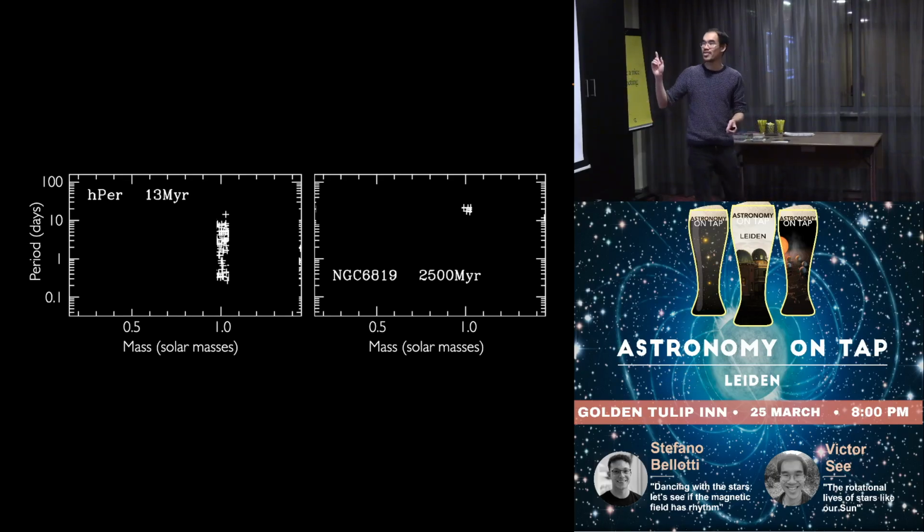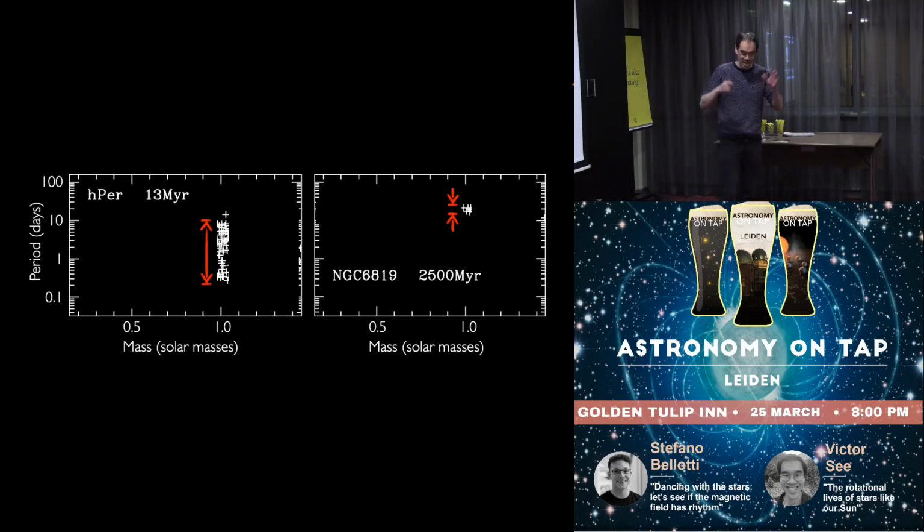Okay, so if we look at the left, this h Persei cluster, we see that it has a spread. The solar mass stars in this cluster have a spread of rotation periods ranging from fractions of a day up to about 10 days, whereas the solar mass stars in NGC 6819 only have a very narrow range of rotation periods, all clustered at just under 20 days or so. So what you can see is, even with just these two clusters, solar mass stars' rotation periods evolve drastically from this young age to this older age.